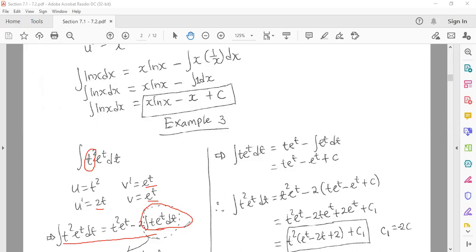Now you ask yourself, this is a product of two functions again. How do I do this? It's another integration by parts. So you need to, again, choose a new u and a new dv, and then you apply integration by parts the second time. That's how you're going to get to the final answer, all right?